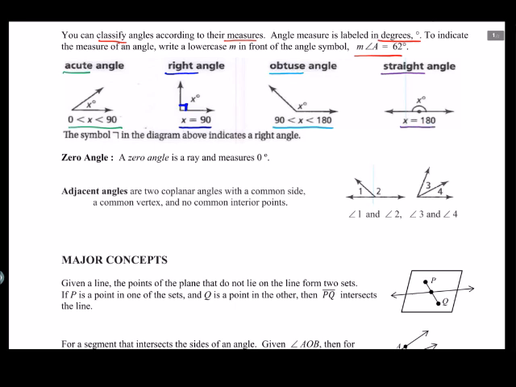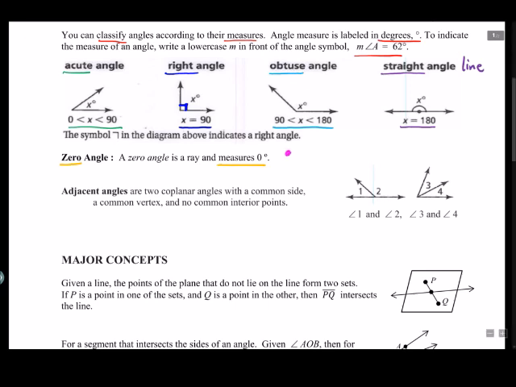And what is a straight angle? Yep, it's a line. Those are going to be extremely useful to us. Our last angle type here is a zero angle. And a zero angle measures 0 degrees. And you say, well, how can that possibly be?